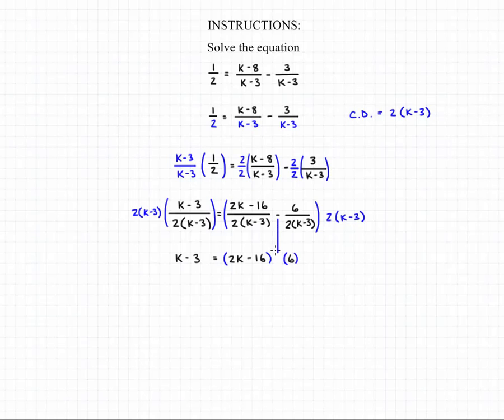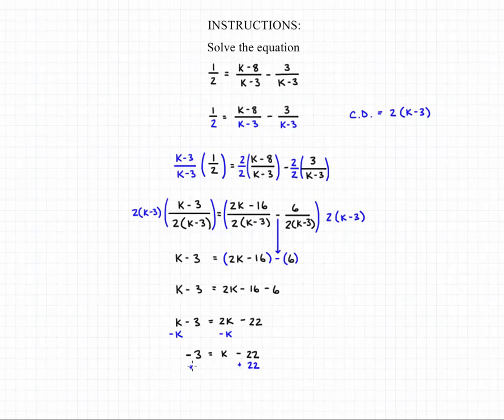It's really important when you do this step to make sure that you carry through whatever operation was between your original two expressions. So now we have k minus 3 equals 2k minus 16 minus 6. We can combine like terms, and we'll get 2k minus 22. From here, we can subtract k from both sides of the equation. We'll be left with negative 3 equals k minus 22.